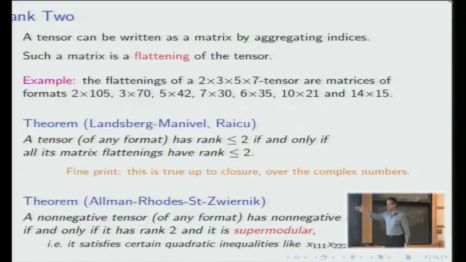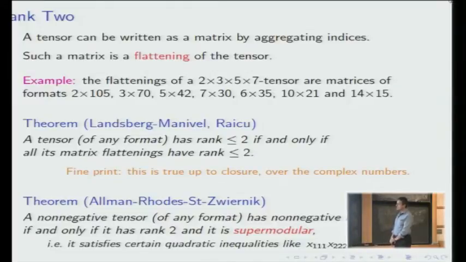This is a feature. This is not a flaw. So it's really kind of a flaw that in ordinary linear algebra for matrices, it doesn't depend on the field. That's very, very special. In some sense, that's too special. So it's a feature of nonlinear algebra that we have to be a little bit careful about the field and about the closure. Now, there's a companion theorem with Allman, Rhodes, and Zwiernik on non-negative rank. So a non-negative real tensor of any format has non-negative rank at most 2. Well, first of all, it has to have rank 2, that is to say it has to satisfy these cubic equations.